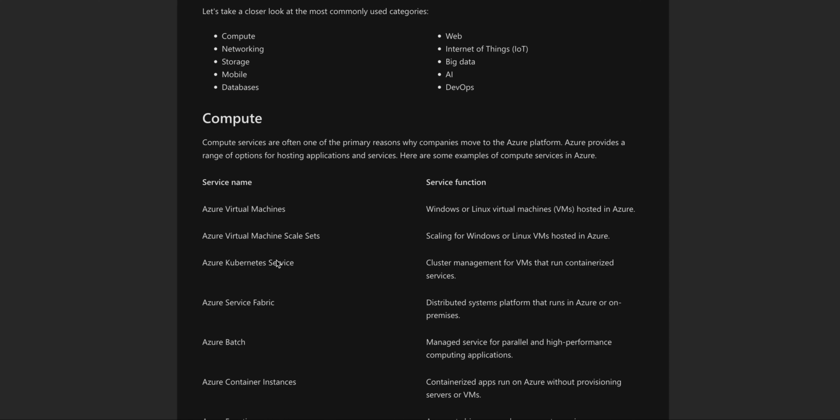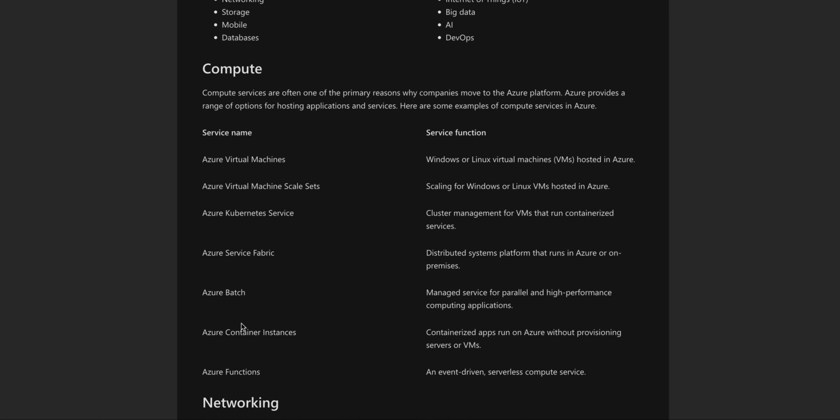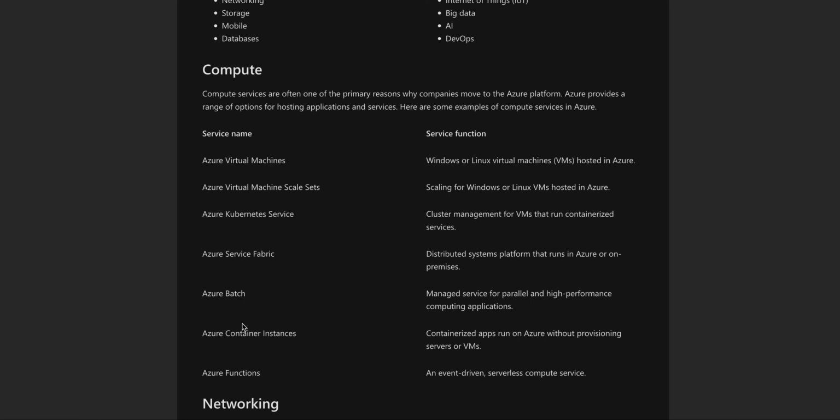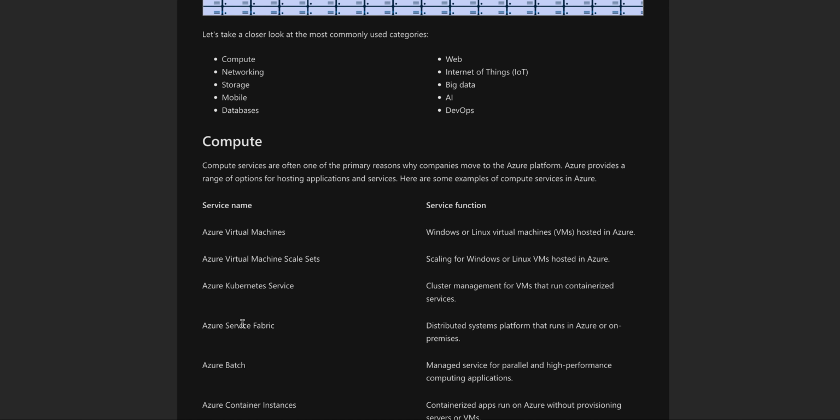Virtual machines and scale sets seem to make some sense. Kubernetes, Service Fabric, Batch, and Container Instances are something that we need to look at. Alright, so let's move on.